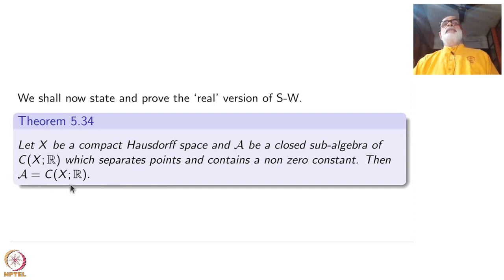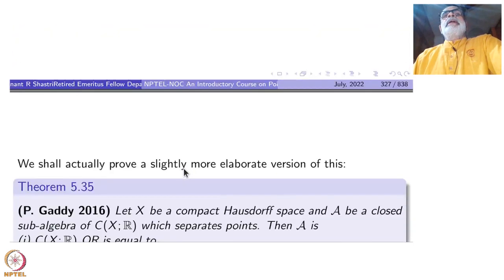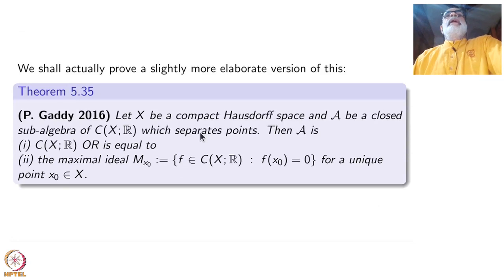So R must be there. It is possible that the subalgebra may not have any other non-zero constant, but even if one non-zero constant is there, the entire R will be there. Okay, so this is the standard version of the Stone-Weierstrass theorem. What we are going to do is a slight modification of this one, a slightly stronger version, and this is due to Gaddy. It is not very old, 2016. Without any extra effort, we are going to prove this one.